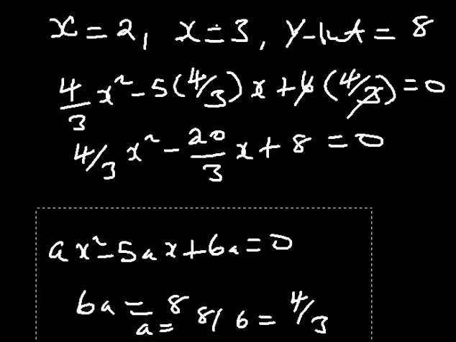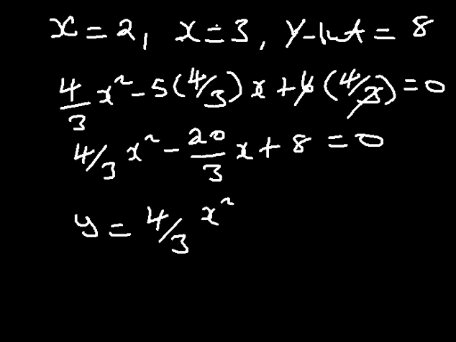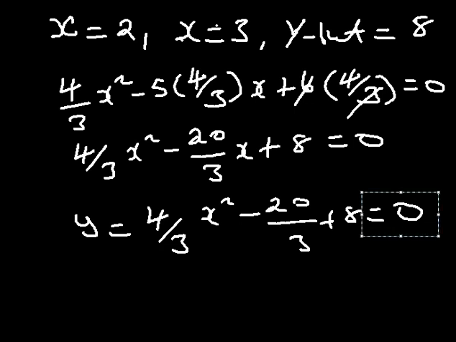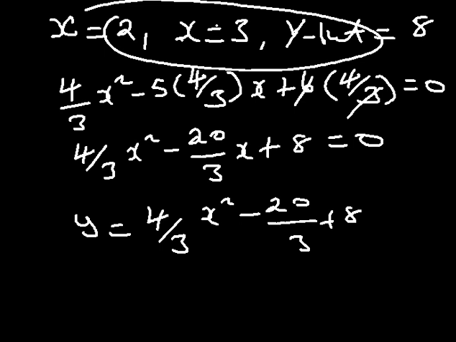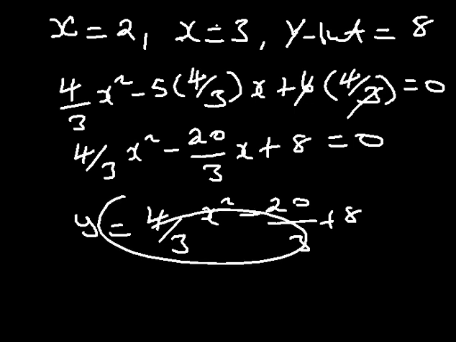Now this is the quadratic equation of our interest, since we have the y-intercept given as 8 as it was supposed to be. Next we have y is equal to 4 over 3 times x squared minus 20 over 3 x, plus 8. Now this is the quadratic function, and that corresponds to this information. Now you can have the sketch of the graph of this equation.